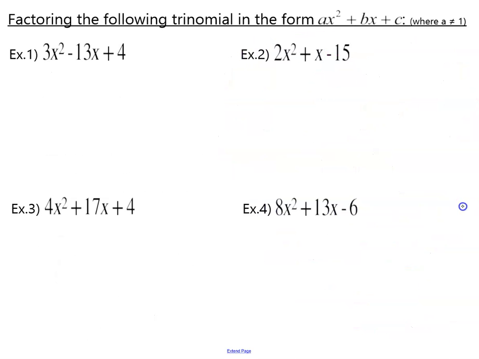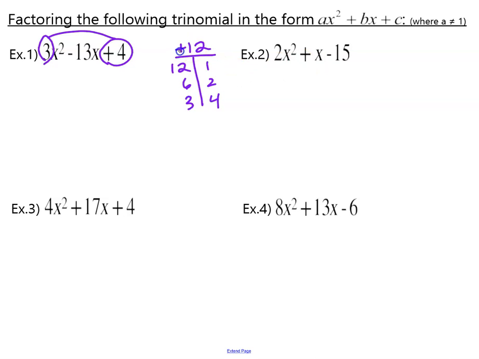Now let's go ahead and do some more practice. So let me walk through the first one with you just to walk through those steps again. So our first step is going to be to take A and C and multiply them together. So we get positive 12. Then we want to find the factors of 12. 12 and 1, 6 and 2, 3 and 4.